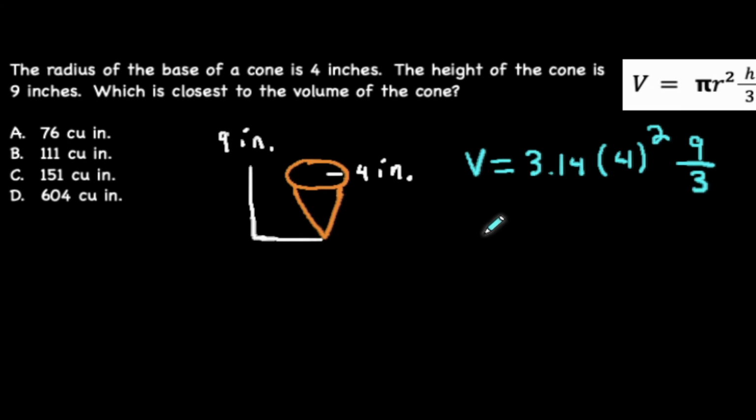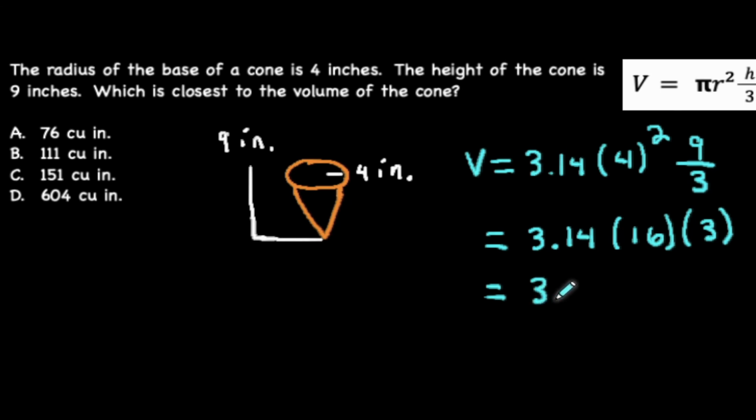Let's go ahead and continue solving this, performing order of operations. We have 3.14 times 4 squared, which is simply 4 times 4, which is 16, times 9 divided by 3, which is equal to 3. It doesn't matter in which order we multiply, but I do know that 16 times 3 is equal to 48. So I have 3.14 times 48, and I'm going to plug that into my calculator.